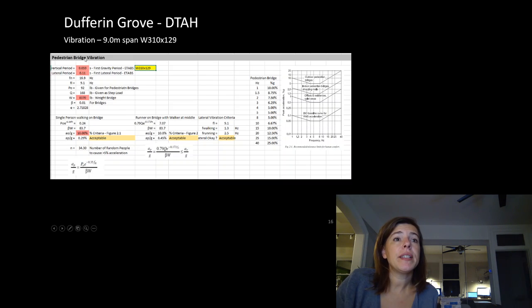So our criteria for this span was we had 10% of acceleration due to gravity. So this was the criteria we needed to meet. And over here, for another runner with a walker at the middle, this kind of became the governing element here.